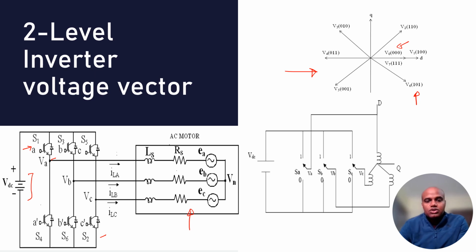How these switches are responsible for creating the voltage vector: we can see that from V1 to V2, these two voltage vectors are spaced by 60 degrees. Similarly, we have six vectors which are all 60 degrees apart, creating the whole space vector over the 360-degree angle. So let's understand the switching. We'll take an example of how one switching state is created and how the voltage vector is generated.